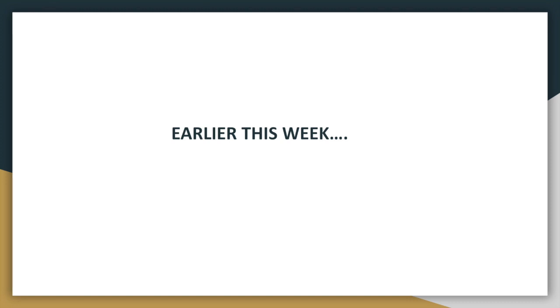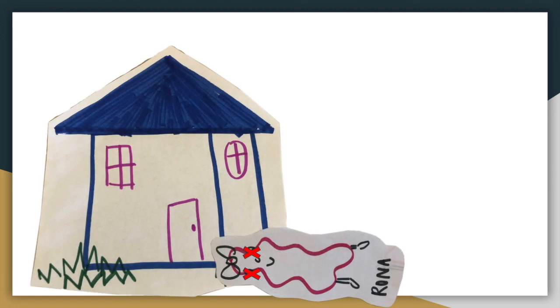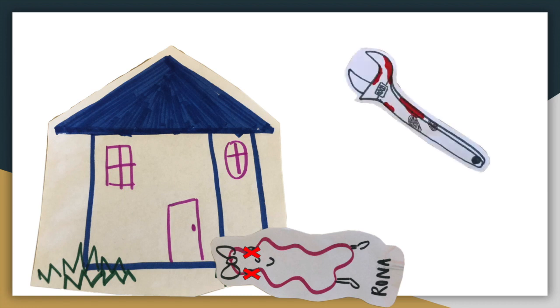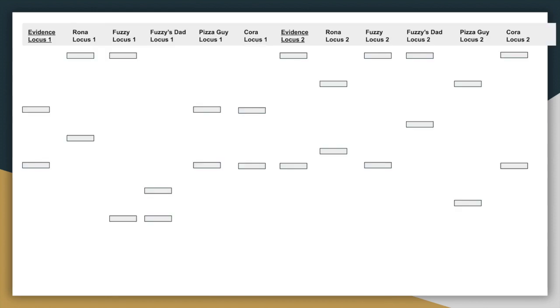So, earlier this week, a woman named Rona was found dead at her best friend Cora's house. The police investigated the crime scene and found a murder weapon with fingerprints buried in the backyard and 4 pieces of DNA, all from different suspects. These samples of DNA were sent to the forensic lab, and these are the results.